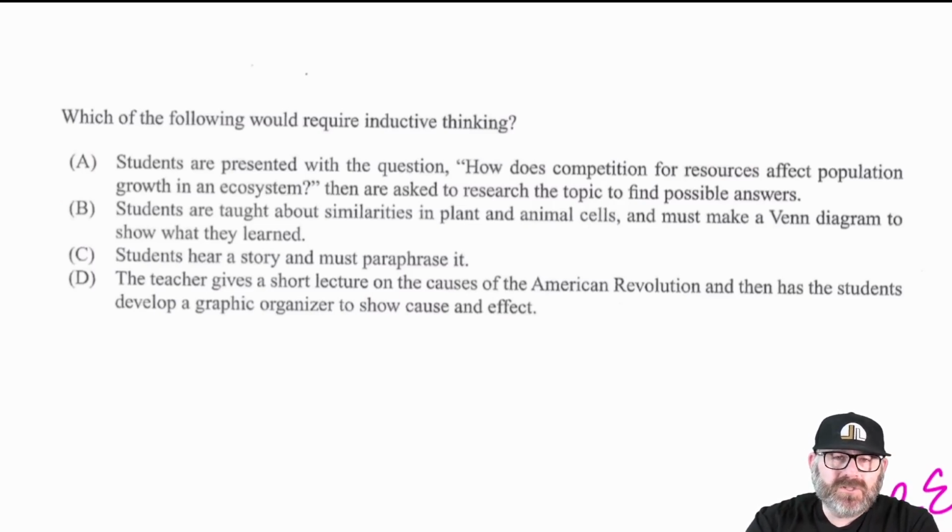All right. So what I want you to do is take a look at these answer choices. If you want to pause the video right now and do it at your own speed, but I'm going to read these answer choices to you and you read along. A, students are presented with the question, how does competition for resources affect population growth in an ecosystem? Then are asked to research a topic to find possible answers. B, students are taught about similarities in plant and animal cells and must make a Venn diagram to show what they learn. C, students hear a story and must paraphrase it. And D, the teacher gives a short lecture on the causes of the American Revolution, then has the students develop a graphic organizer to show cause and effect.